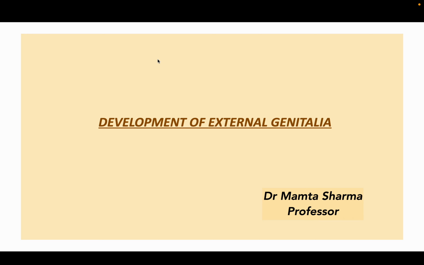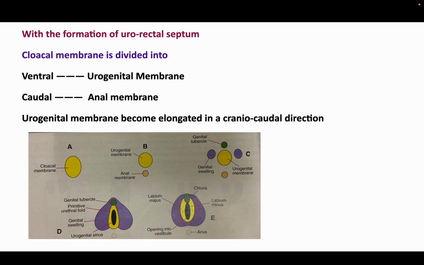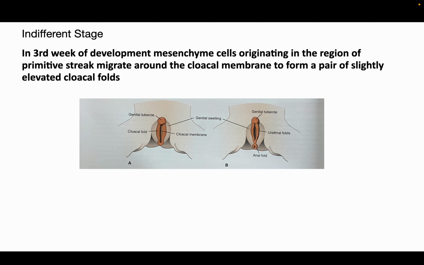We will discuss the development of external genitalia. With the formation of the urorectal septum, the cloacal membrane is divided into ventral urogenital membrane and caudal anal membrane. The urogenital membrane becomes elongated in craniocaudal direction. So initially this is the cloacal membrane. With the appearance of urorectal septum, this is the urogenital membrane and this is the anal membrane.